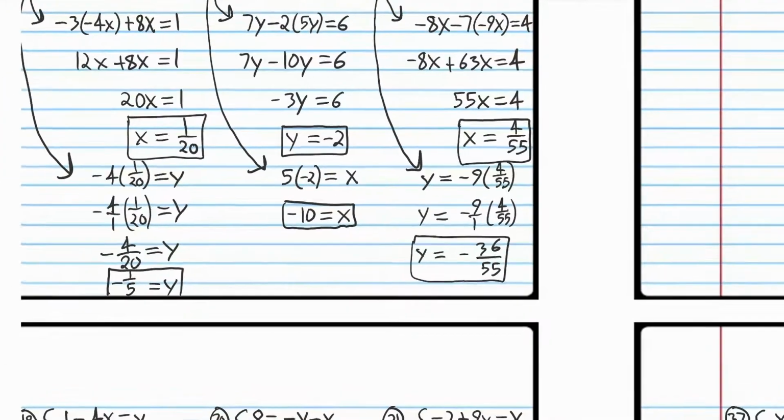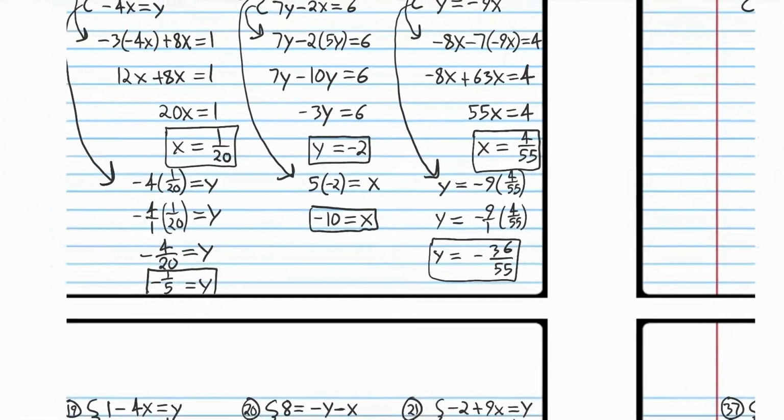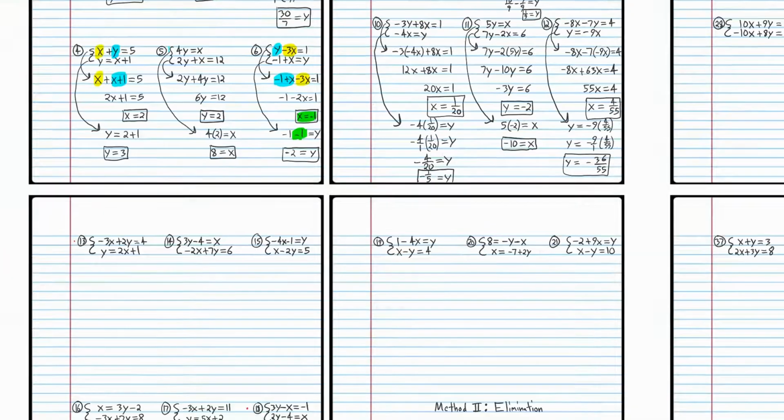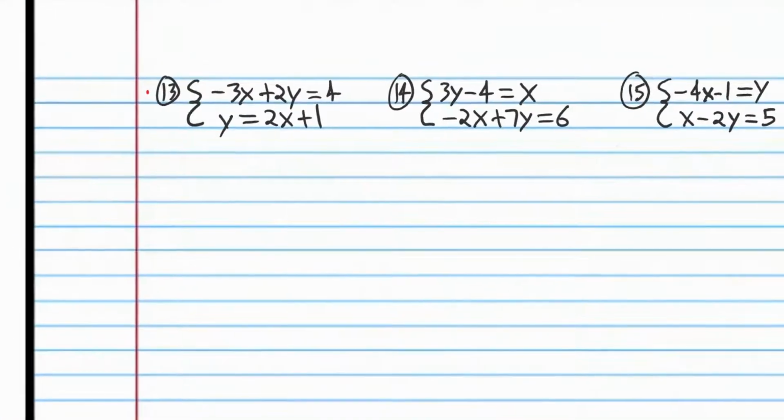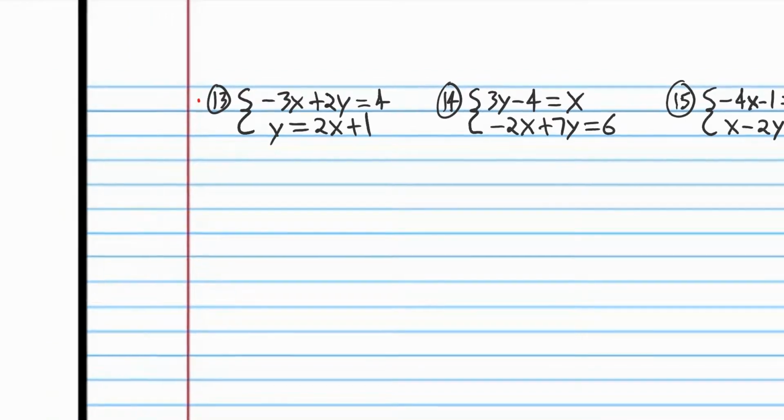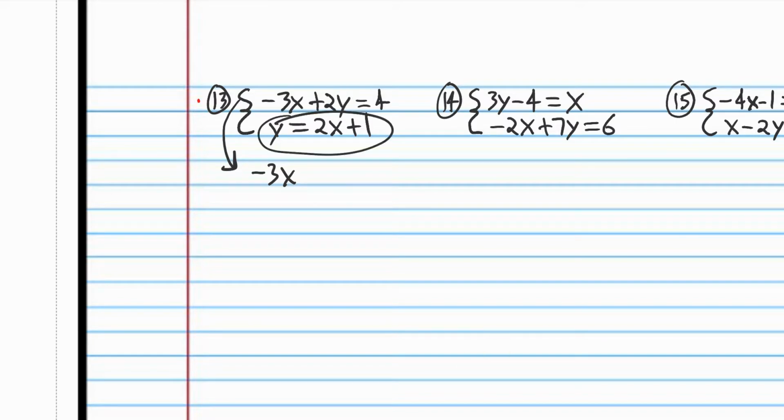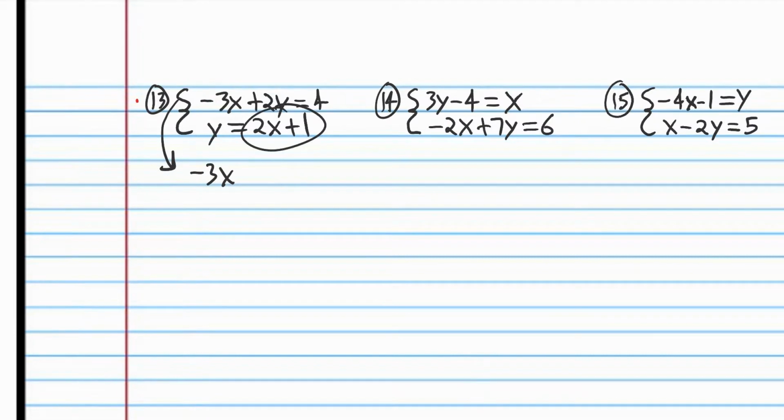All right, so if you got those answers, good job. Now we're going to do a slightly harder type of problem, but it's the same procedure. In this equation, y is isolated, y is by itself. So we're going to take the other equation and rewrite it, but instead of y, we're going to write what y equals, which is 2x plus 1.